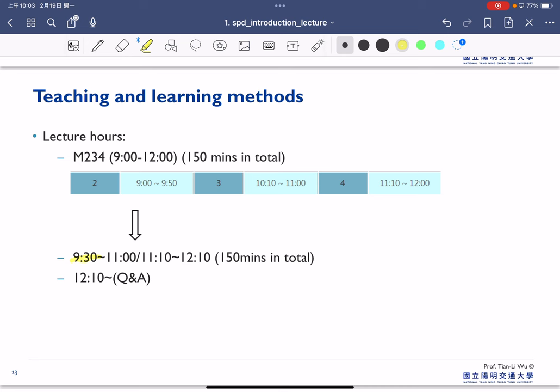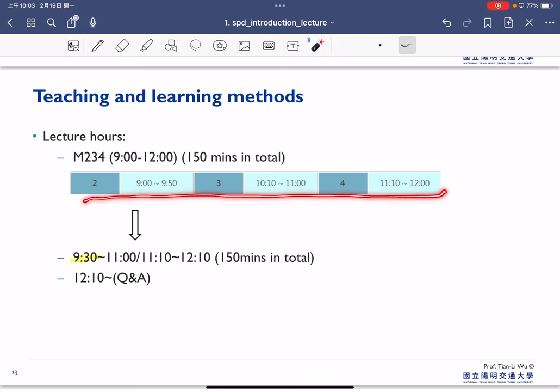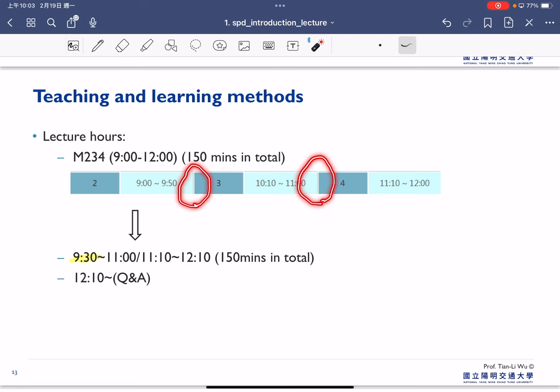And we will remove the one break. If you look at the original course time setup in the university, there's a break here for 20 minutes, and a break here for 10 minutes. But since I put the starting time a little bit late, I have to remove the one break. So we usually have the break around 11 to 11:10.